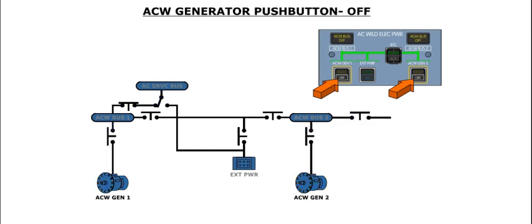If the AC wild generator push button is released out, the associated generator is de-energized, and the associated generator contactor is open. A white off caption illuminates in the push button when the generator is off.